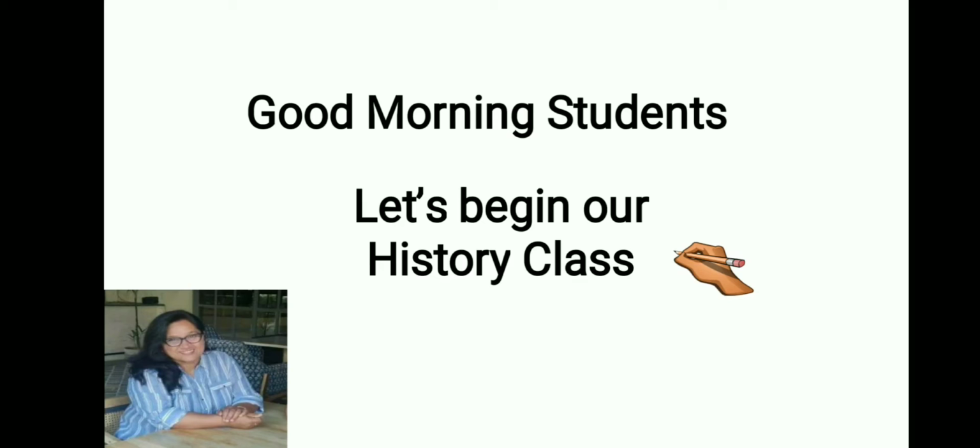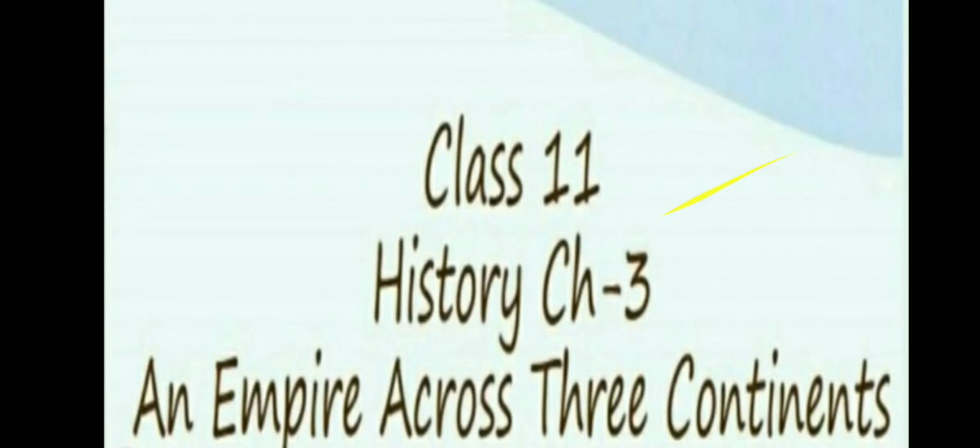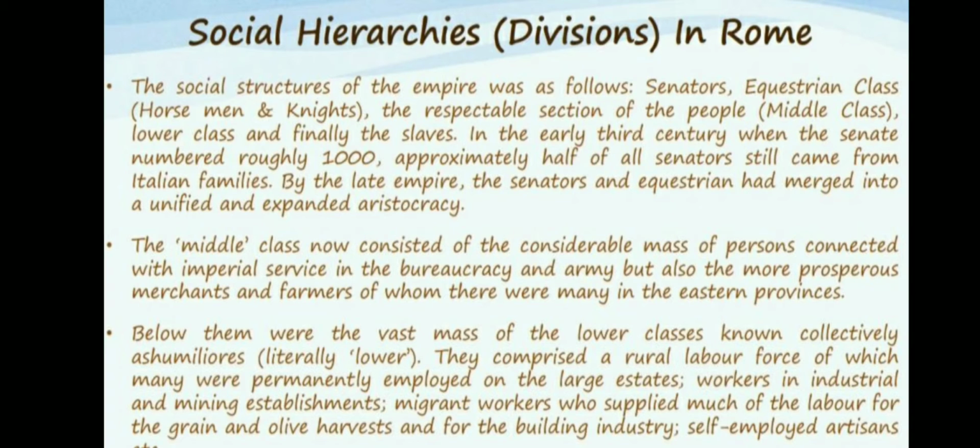NCERT Themes in World History, chapter number 3, An Empire Across the Three Continents. And I'll begin with the topic Social Hierarchy, which means division of the social composition in Rome. The social structure of the empire was as follows.